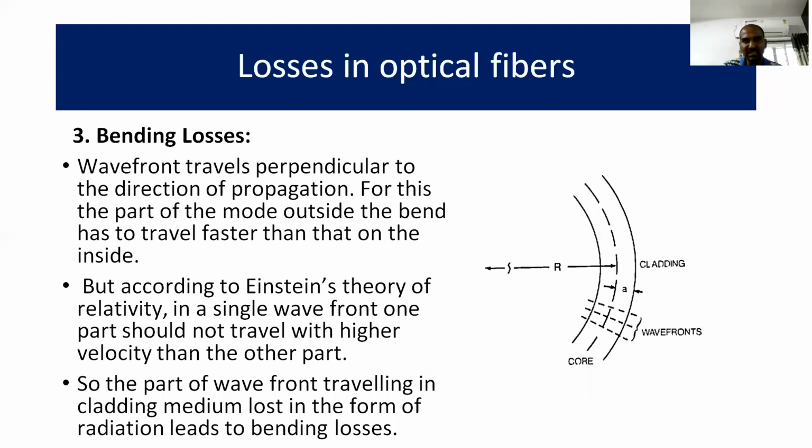Another type of loss is bending loss. The wavefront travels perpendicular to the direction of propagation. So for this, the part of the mode outside the bend has to travel faster than the inside. But according to Einstein's theory of relativity, in a single wavefront, one part should not travel with higher velocity than the other part. All the parts must maintain uniform velocity. So the part of the wavefront traveling in the cladding medium is lost in the form of radiation, which leads to the bending loss. You will notice here the cladding and wavefronts which are lost in the form of radiation.